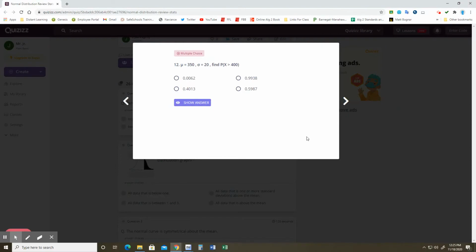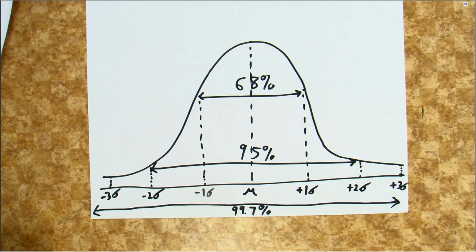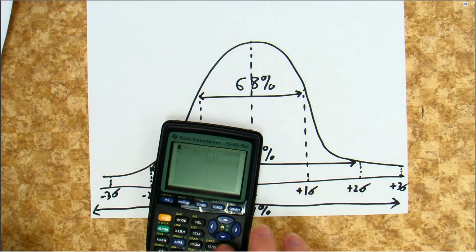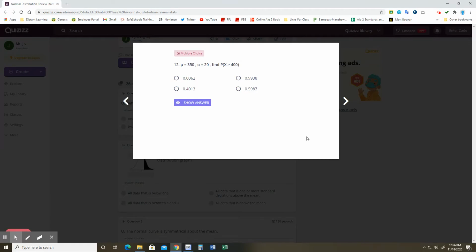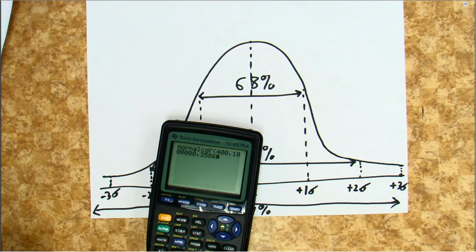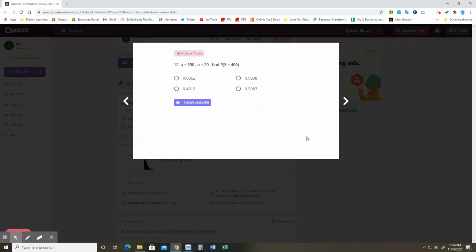They want 400 or greater. Meaning, I would do 400, comma, some big number, comma, was it 350 and 20? 350 and 20 for my mu and my sigma. 0.0062. There it is. 0.0062.